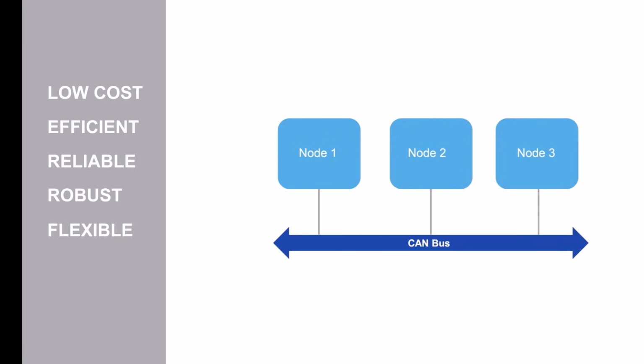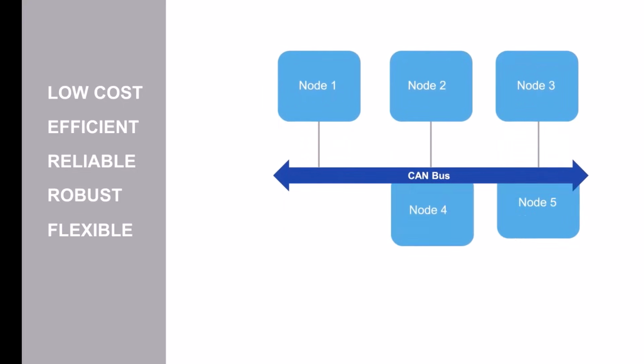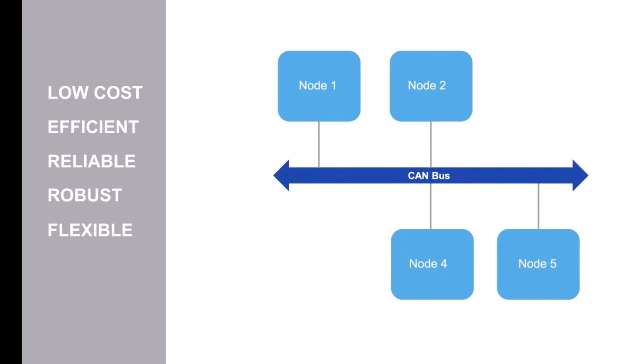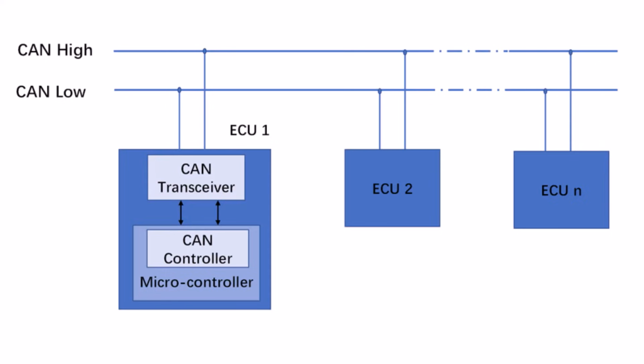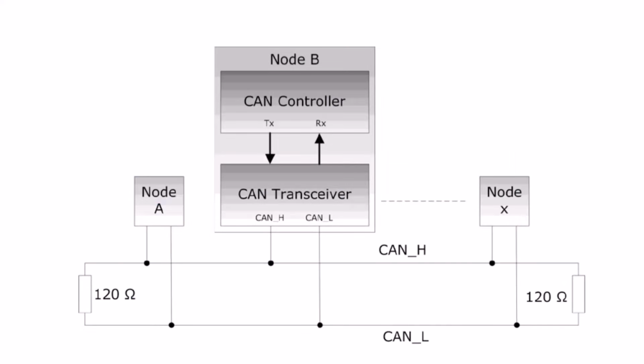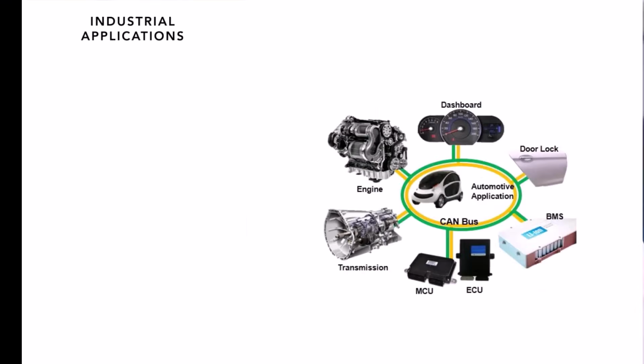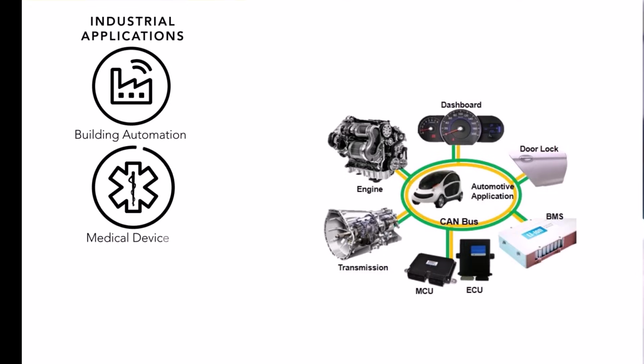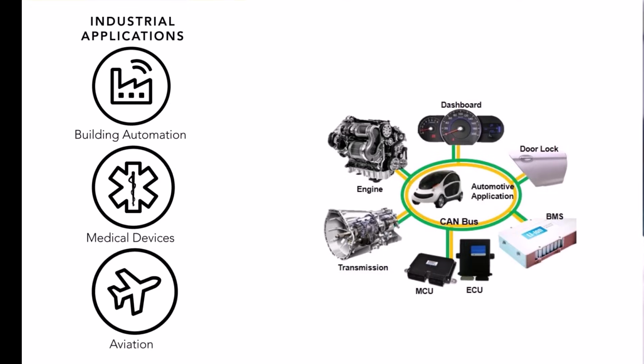Lastly, CAN is flexible because it's a message-based protocol. The nodes on the network contain no identifying information associated with them. This allows nodes to be added or removed from the system without any hardware or software modification. Because of this benefit, it's no wonder CAN is the network of choice for ECU and sensor communication in nearly all automotive applications today. It is also growing in popularity in many industrial applications, where the same reliability, robustness, and flexibility are required, including building automation, medical devices, aviation, and many more.